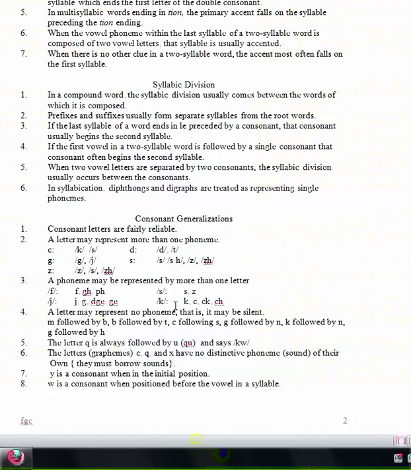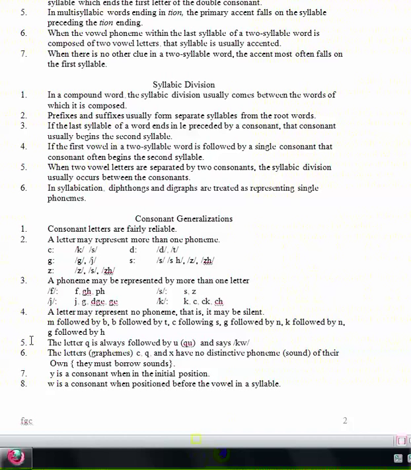But jerk, because it doesn't come after a short vowel, it's the bossy R, you write it with a K. Number 4, a letter may represent no phoneme. That means it may be silent. M followed by B, B followed by T, C following S, G followed by N, K followed by N, and G followed by H.